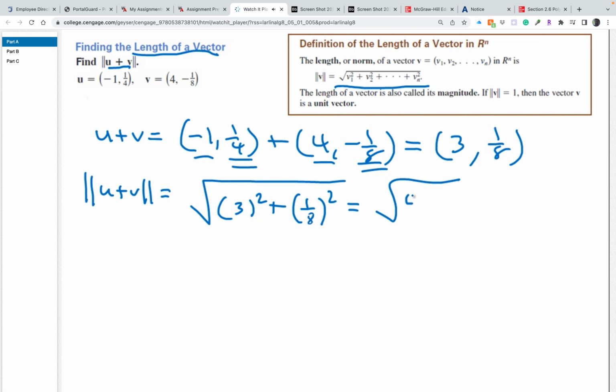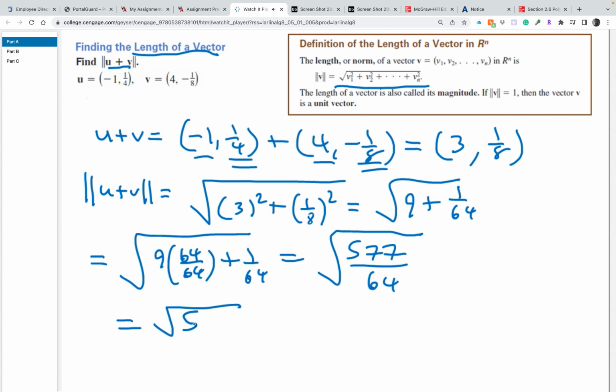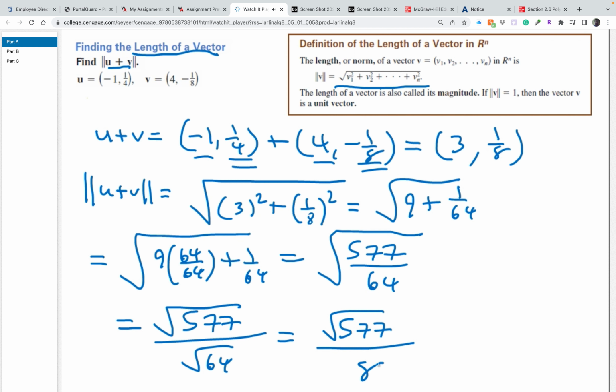This will give us the square root of 9 plus 1/64. And getting a common denominator, we get the square root of 9, we'll multiply by 64 over 64, and we'll add 1/64. This will ultimately give us the square root of 577 over 64, which we can rewrite as the square root of 577 over the square root of 64, and the square root of 64 is 8, so this will give us the square root of 577 divided by 8.